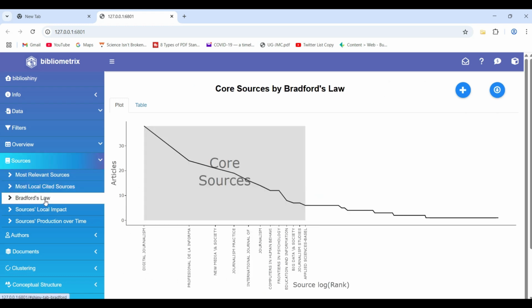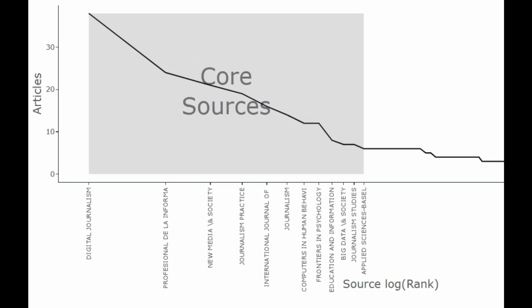Bradford's law. It illustrates the core sources in our data set. So it helps identify the small number of core journals. As you can see here, this is the core sources. The small number of core journals that contribute a disproportionately large number of articles on a subject. So these are the core sources here.